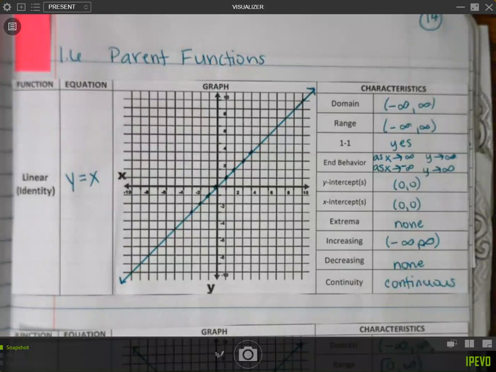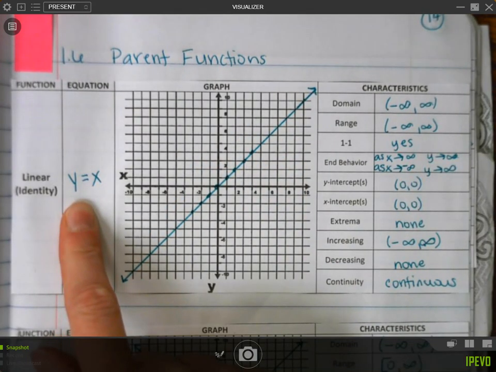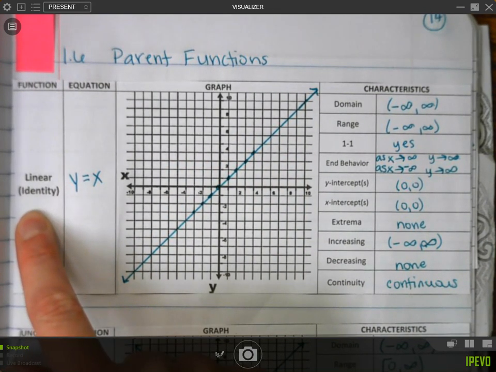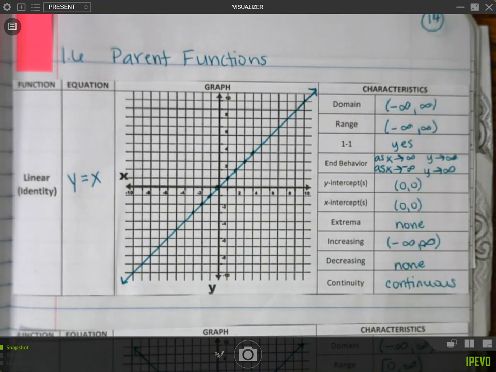All right, so we're going to do section 1.6 today. It's on parent functions. On the first day of school, we did the linear function y equals x. This particular linear function, just plain y equals x, is also known as the identity. And then we put all of this info in, so make sure that you have that one done.